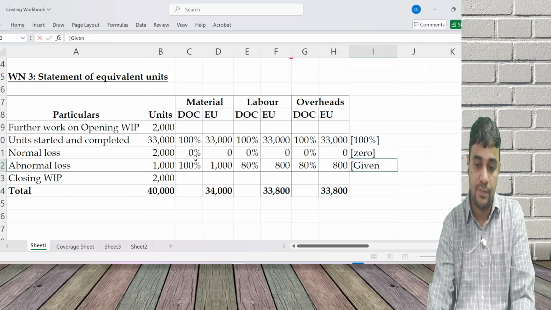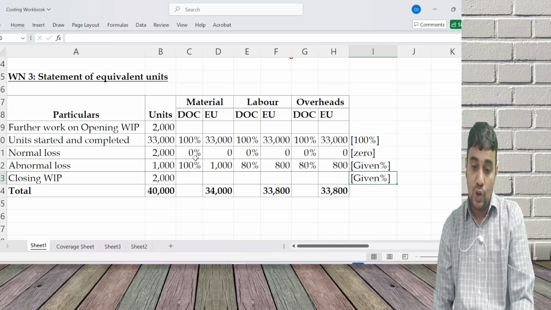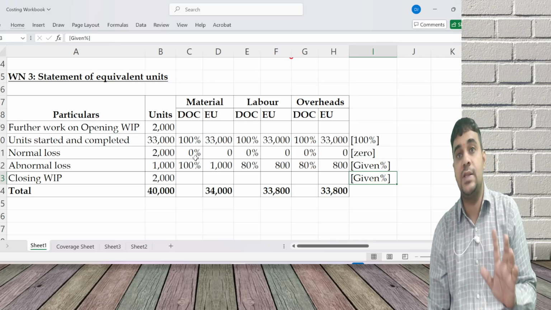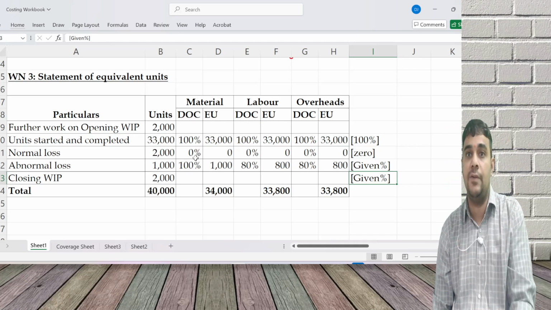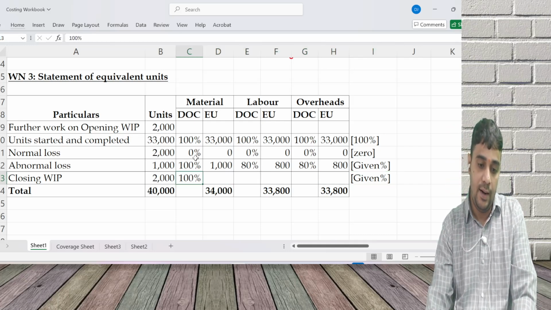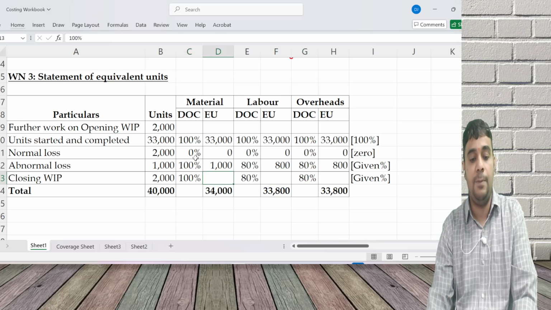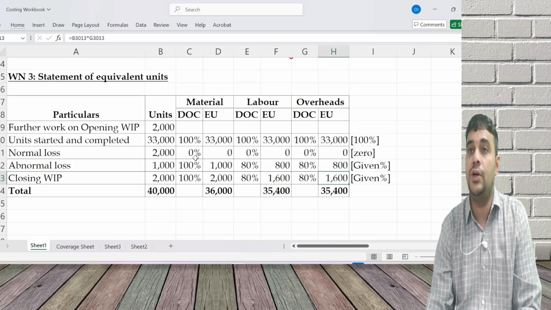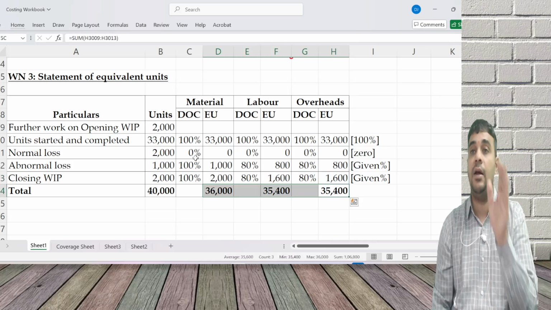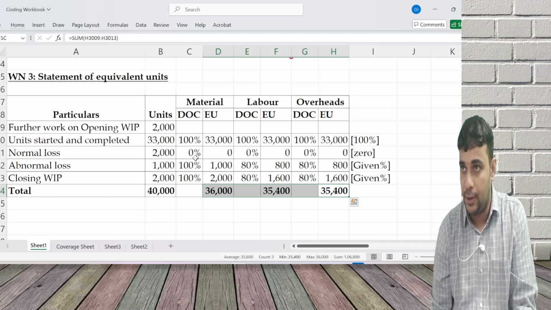So this is the given percentage. Closing WIP also has a given percentage. What is the given percentage? How much work has been done? What is the degree of completion given in the question? 100, 80, 80. So 2000 into 100%, 2000 into 80%, 2000 into 80%. Now my denominator will be 36,000, 35,600, 35,600. I am yet to fully complete it.